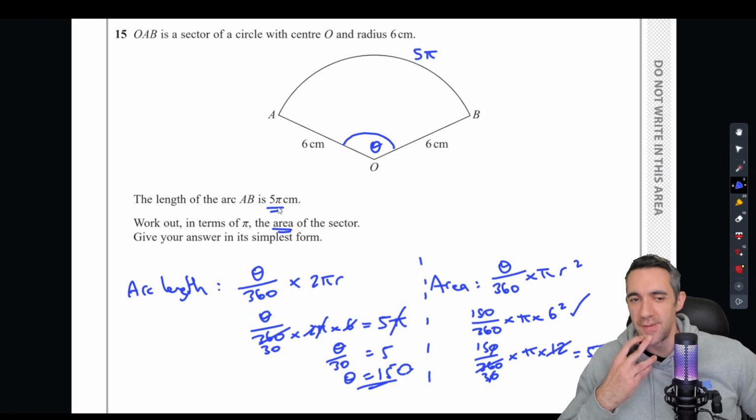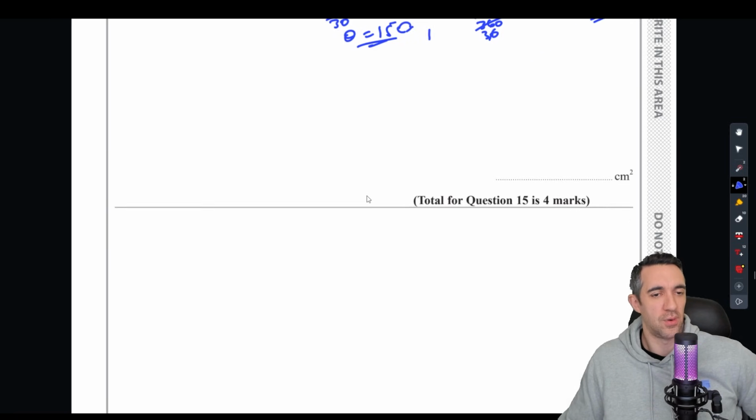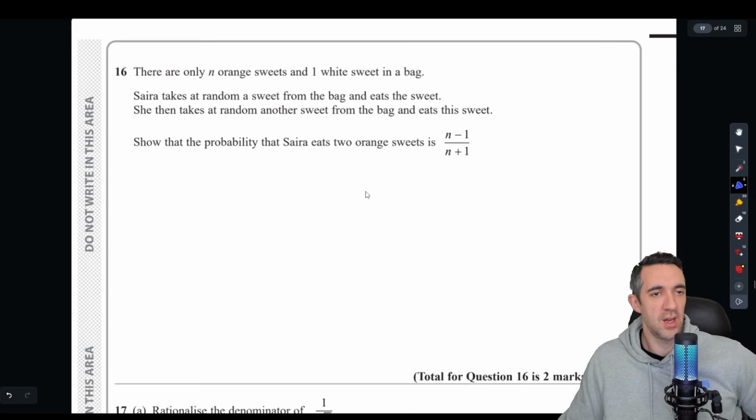So have I shown enough that they would be convinced to give me some of those marks, the 3 marks, when I've ended up with the same answer as the arc length? I think it's got to be okay. I think there's going to be 2 marks for the 150. And then I think I'll get a 3rd mark for writing my area formula down correctly with the numbers subbed in. And then I've just made a really rubbish error working it out. I think that's okay. I think that will get me the 3 out of 4. I think I'm good.